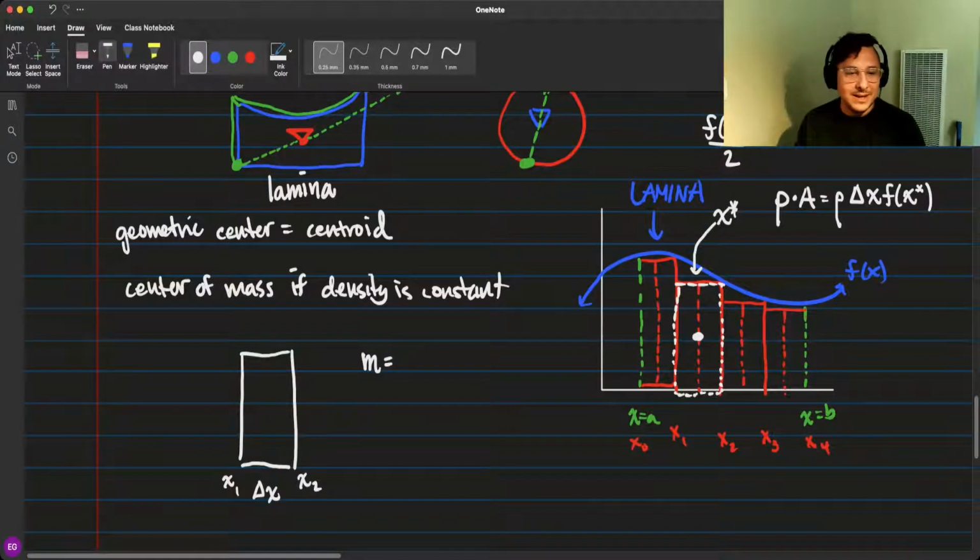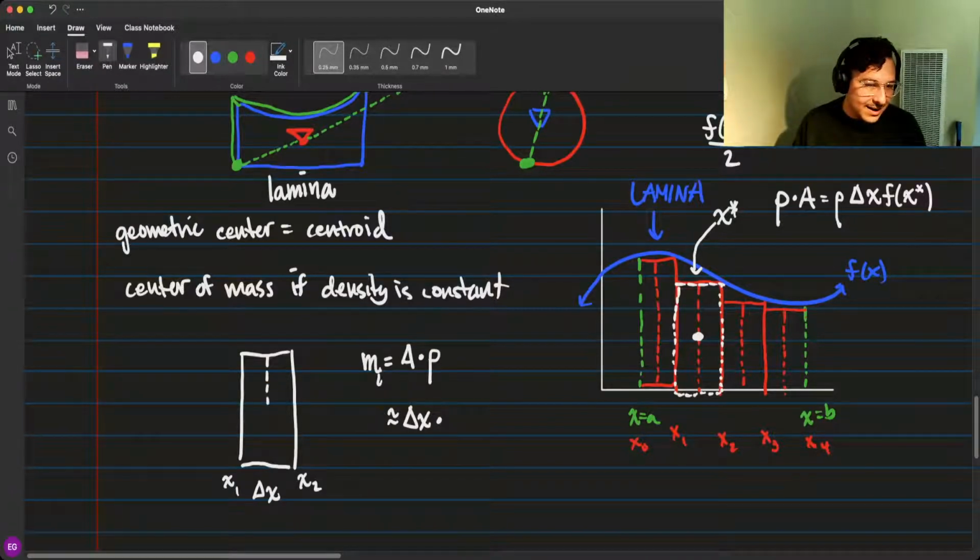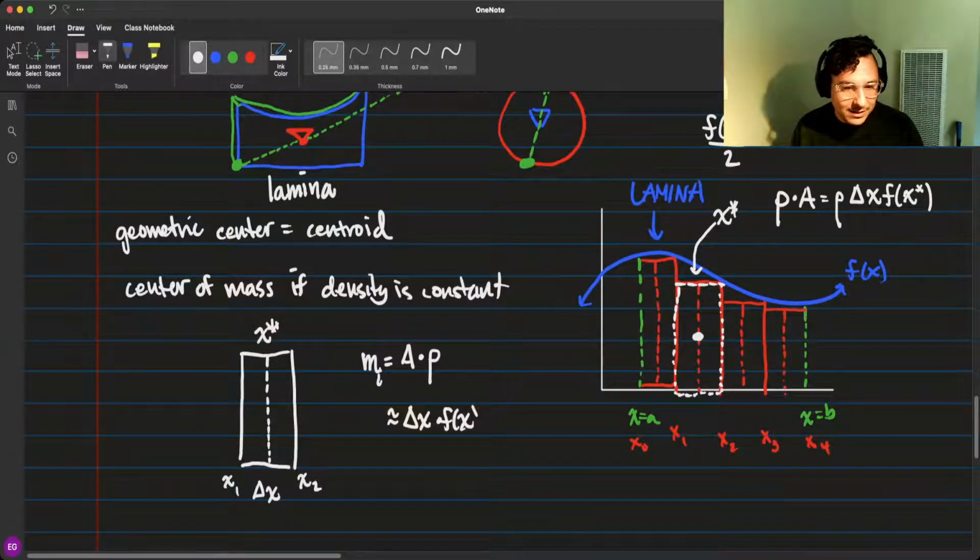Well, the mass is going to be the area times the density, right? And if you look at this thing, the mass, let's call it mi, your mass is approximately equal to, well, the area is going to be the width, which is delta x, times the height. And then we talked about this last time. We usually choose this point x star, which is the midpoint, right? So we'll take the height at the midpoint, and that's going to be pretty good to estimate the area. And then you multiply that by rho.